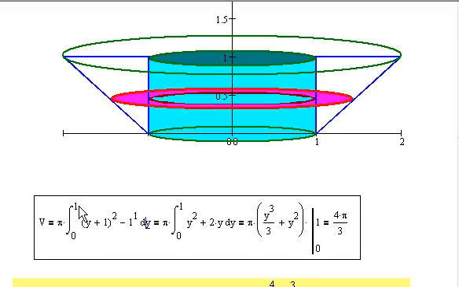And so we just need to integrate y squared plus 2y plus 1, and then minus 1. So that's y squared plus 2y. Integrating that, we get y cubed over 3 plus y squared from 0 to 1. Put in 1, we get 1/3 plus 1, which is 4/3. Put in 0, we get nothing. So this should be 4 pi over 3, a little bit bigger than 4, and that seems like a pretty reasonable answer.